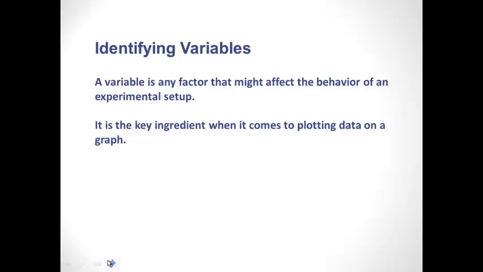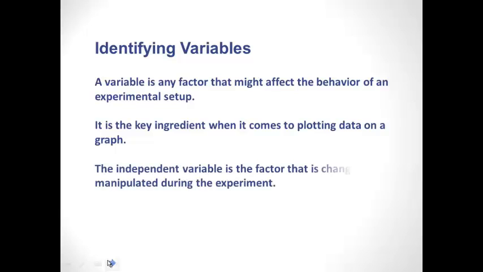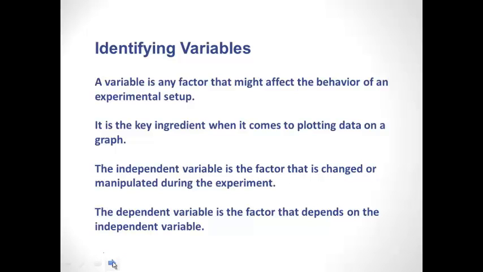And so when we're plotting data, we need to understand we're going to have basically an independent variable that is manipulated during the experiment and a dependent variable that depends on the independent variable. The independent variable in physics very often is time, and that would be graphed on the x-axis. The dependent variable could be any one of a number of things, perhaps the distance traveled in that particular time, and that would be graphed on the y-axis.